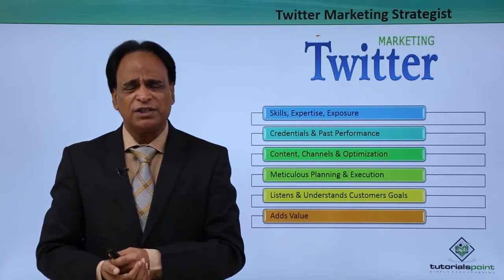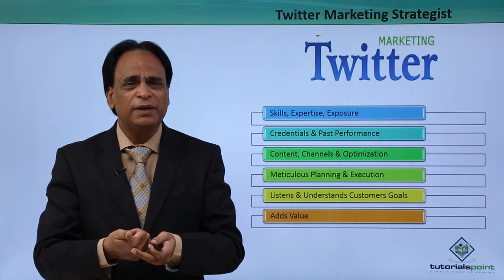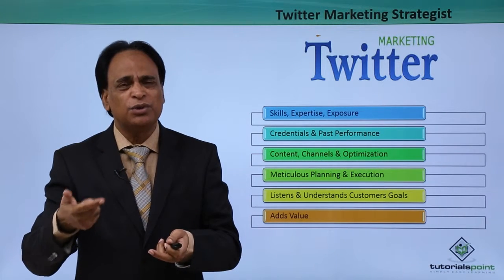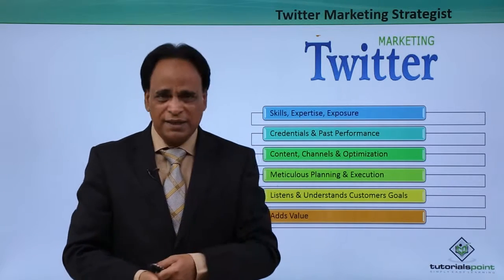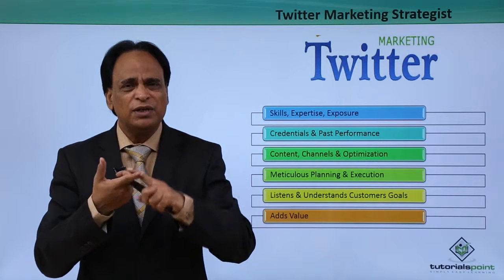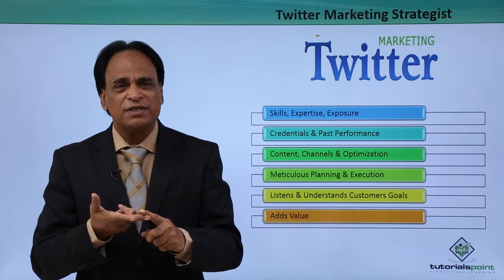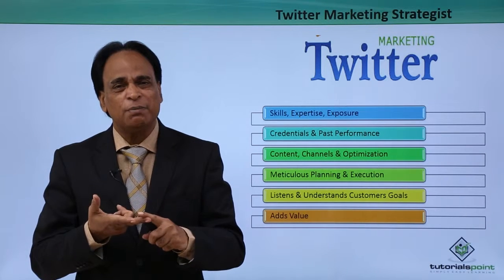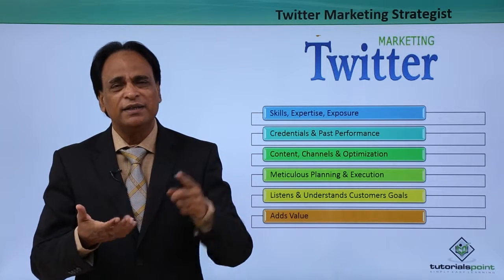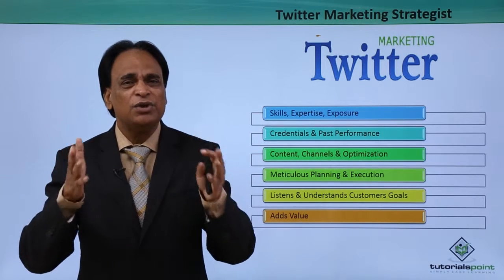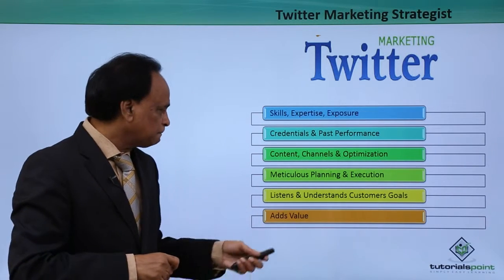Content channel and optimization, extremely important. You need to know what kind of content needs to be built and how the content calendar should look, and of course the optimization techniques. Meticulous planning and execution. When you launch a Twitter campaign for a particular customer, what you need to do first and foremost is build the roadmap implementation plan that includes the strategy, the planning, the content calendar, the images, the videos. You need to have everything in place, and for that you need to do meticulous planning.